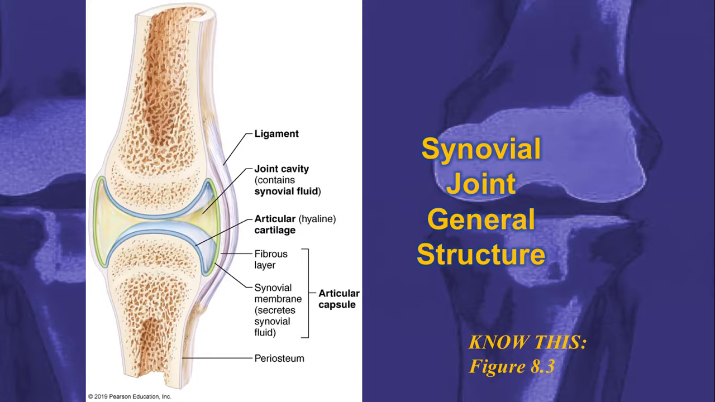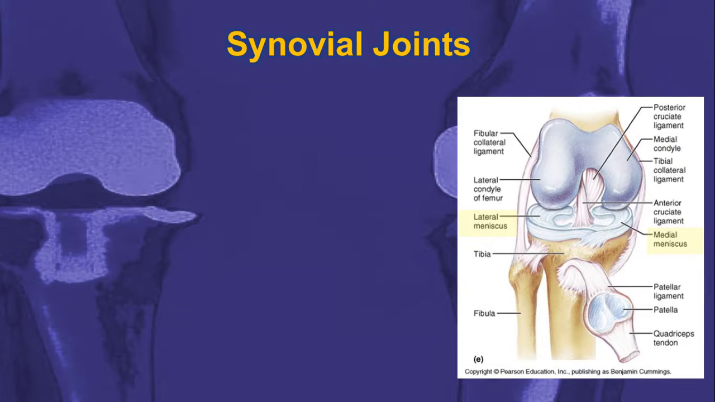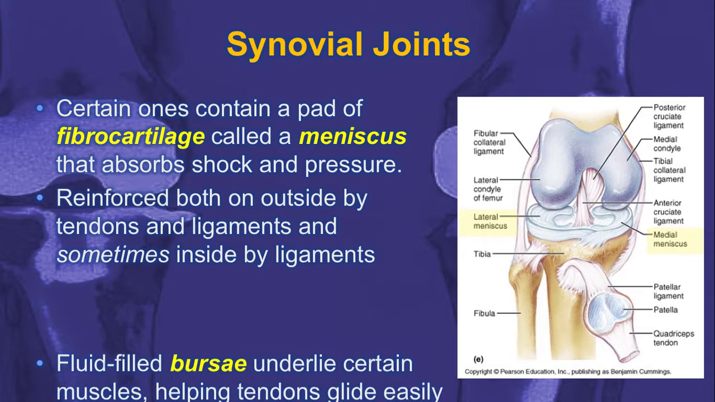Then, outside of that articular capsule, you're going to find ligaments and tendons all wrapping around that joint capsule as well. There are also sometimes where ligaments are inside of the joint cavity as well. Okay. I've got one more slide of some other things that may be in a synovial joint.